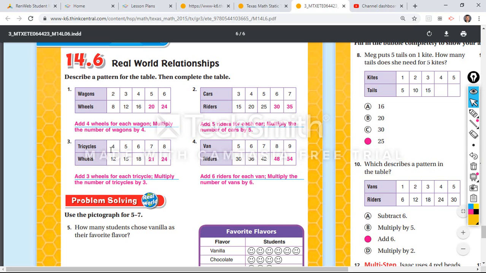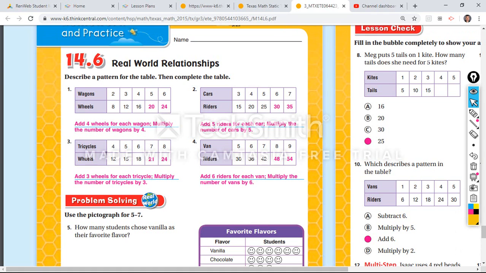The same thing here. So it looks like they're multiplying by 3, right? Multiplying the number of tricycles by 3. Or they're adding 3 wheels for each tricycle. So notice you have to have both, the adding and the multiplying. And the next one, it looks like the column is multiplying by 6, multiplying the number of vans by 6, or adding 6 riders for each van.